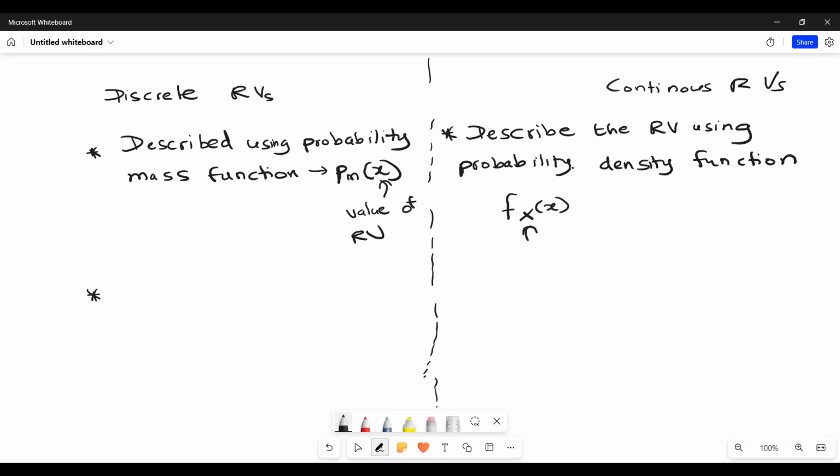This capital X is used to denote the name of the random variable, and this simple x is used to denote the value of the random variable. The name of the random variable will remain fixed. The value of the random variable will vary. We will discuss this at a later instance. In general, we denote this probability density function using f_X, with simple x inside the brackets.